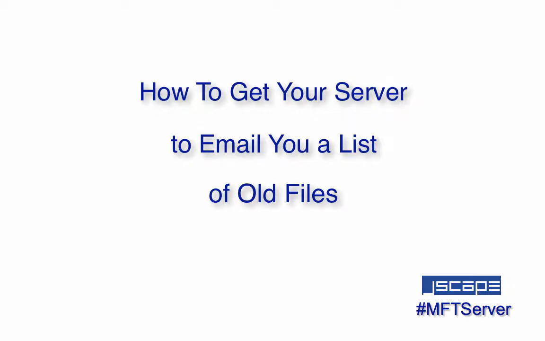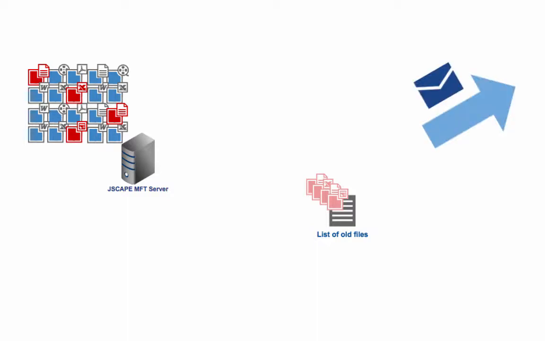This task can actually be broken down into three parts. 1. Scanning a directory and its subdirectories for old files. 2. Listing down the paths of those files into one file. And 3. Emailing that list to you. This is how we're going to achieve all that on Jscape MFT server.